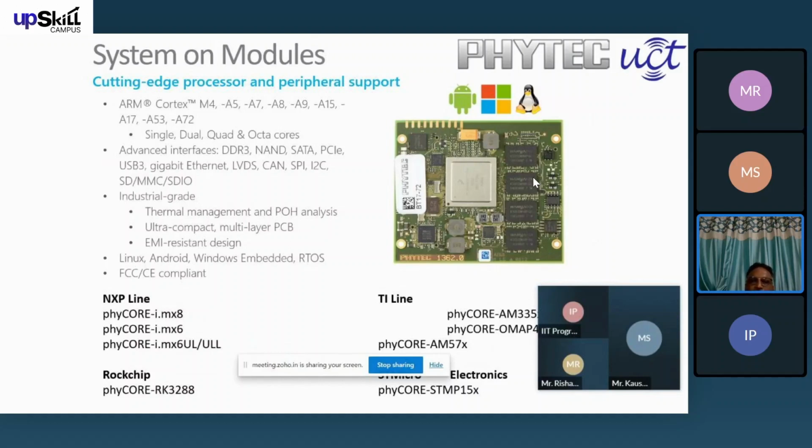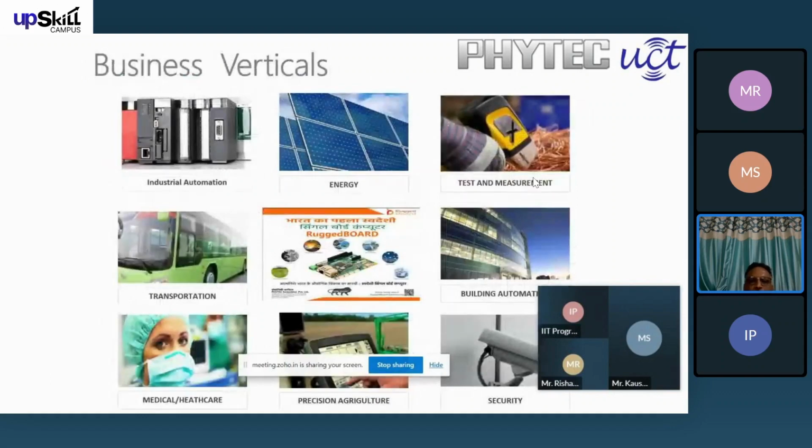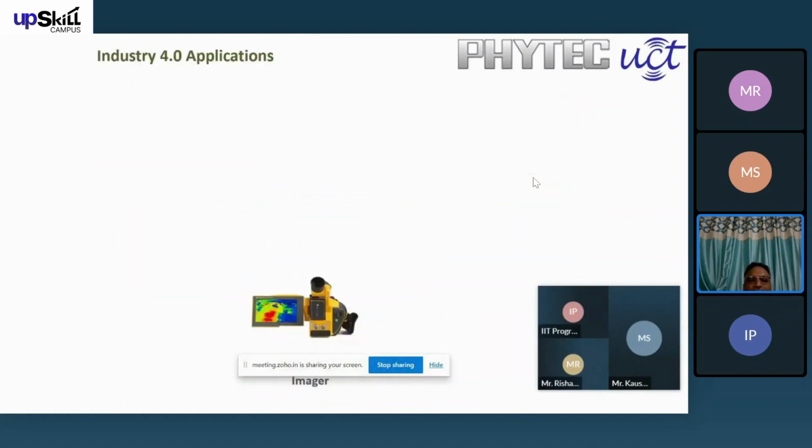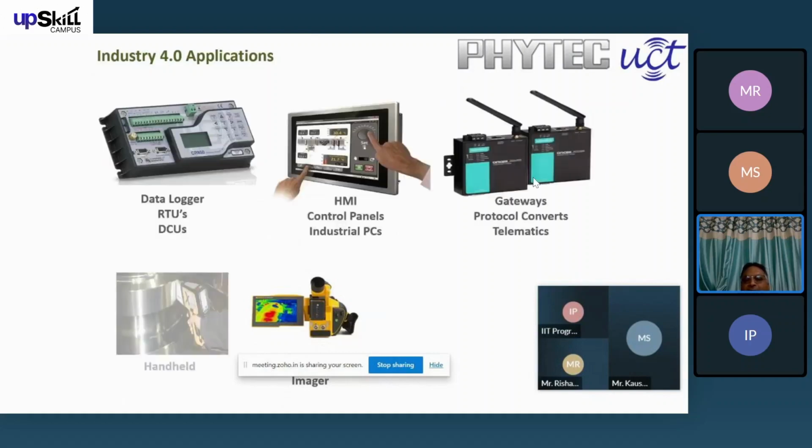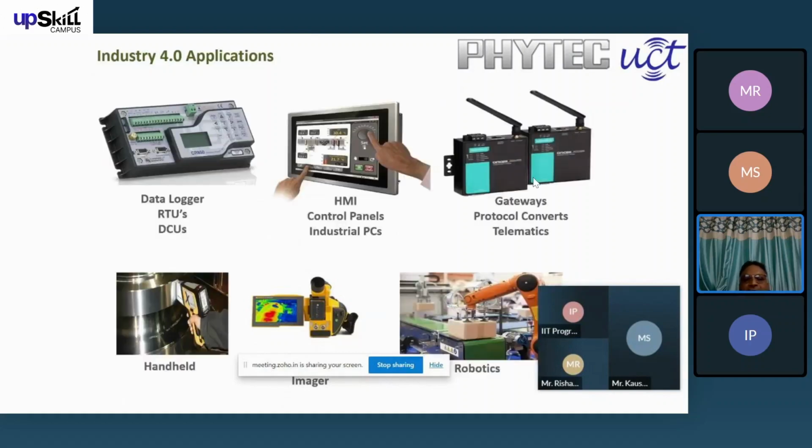And for using this product, we have designed a few single board computers. I hope you can see my screen, where in the center we have a single board computer, and the applications are industrial automation, energy, test and measurement, transportation, building automation, security, precision agriculture, and medical and healthcare. So I will go faster, showing you all the applications which are utilized for digital transformation.